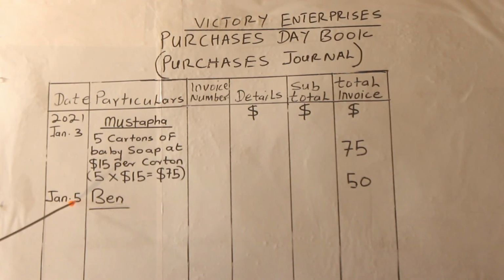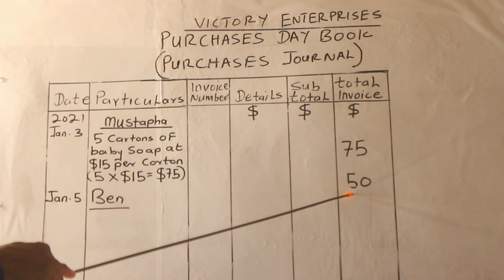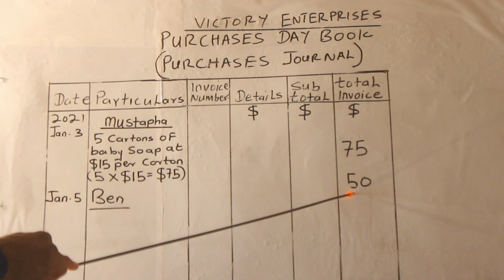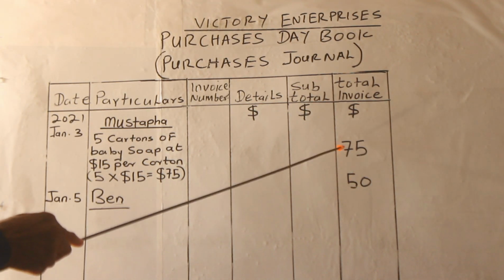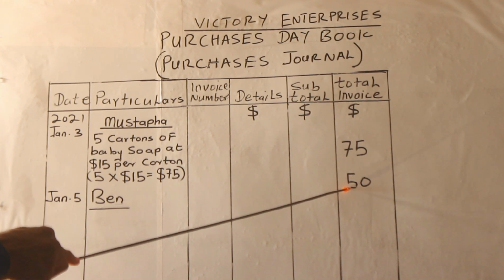Now we have January 5th. The person's name is mentioned, that we purchased goods from Ben, just as we mentioned Mustafa here. Then the amount of credit purchases made from him is $50. We take it to the total invoice column. So as at date, we have total credit purchases of $75 plus $50.